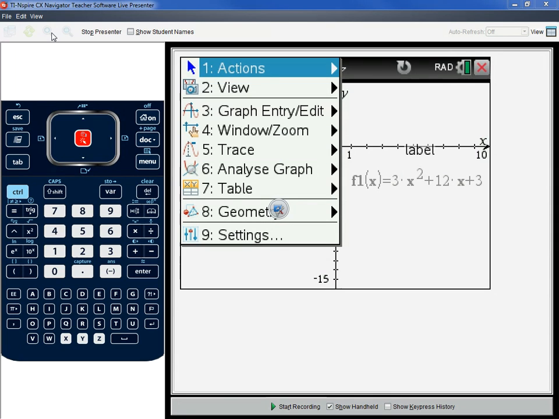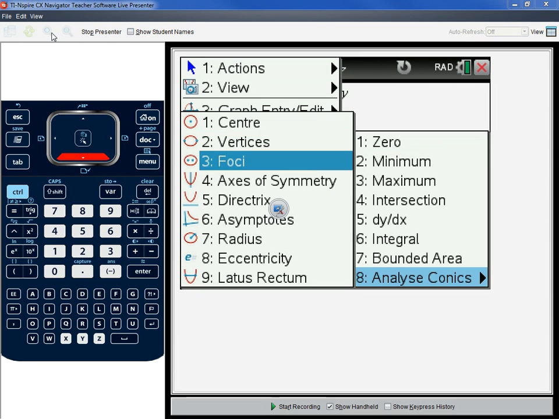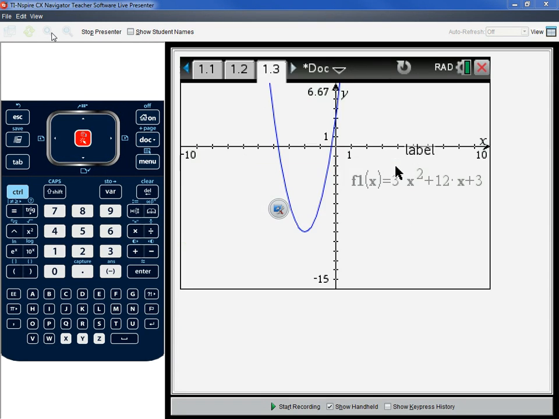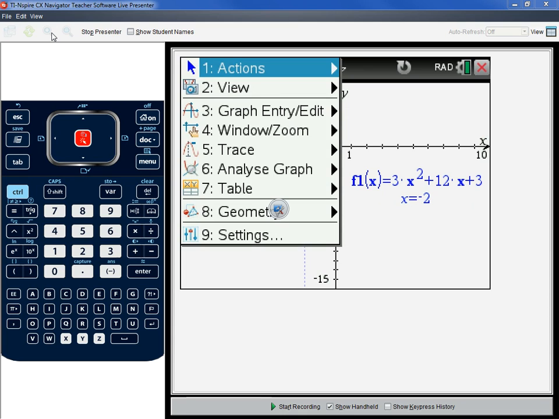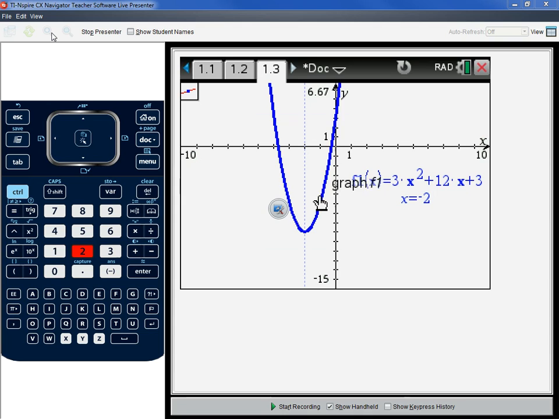So the first thing I want is to analyze the graph, analyze conics, and I want the axis of symmetry for this parabola. And the axis of symmetry for this parabola is the line x equals -2. Next, I want the y-intercept. So I'm going to go to Menu, Geometry, Points and Lines, Point On, select this parabola, and very carefully place the cursor at the intersection point of the y-axis and the parabola. So we get 0, 3.